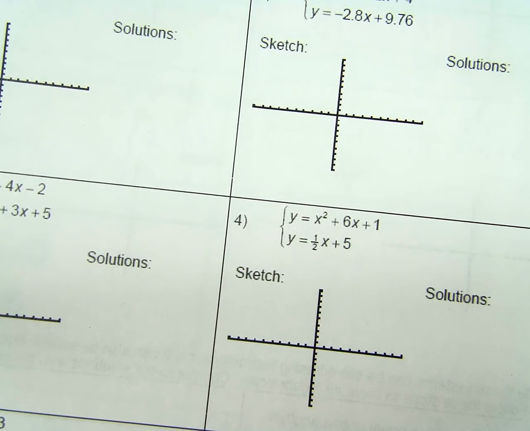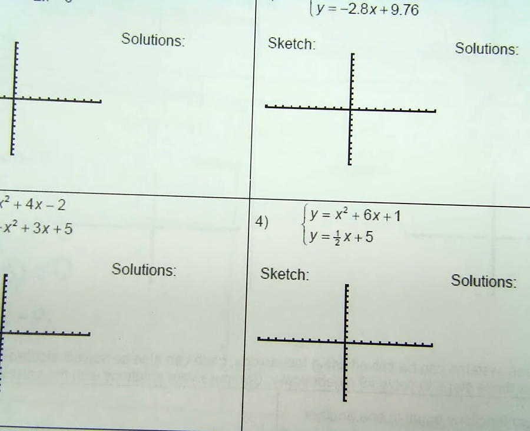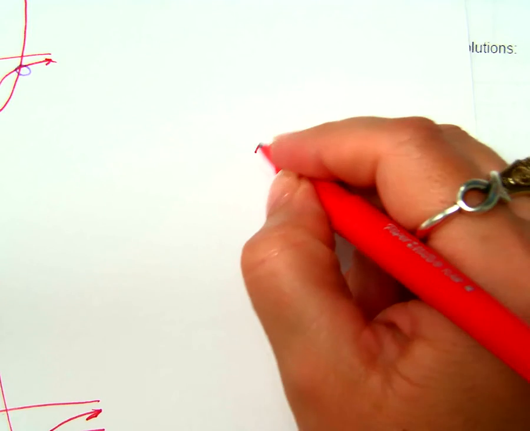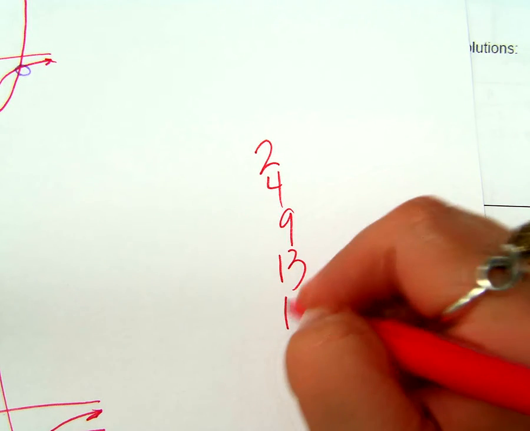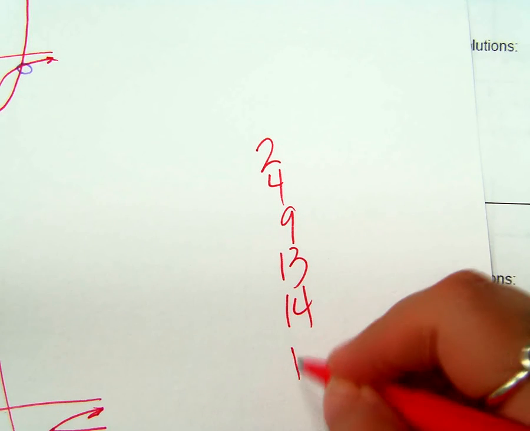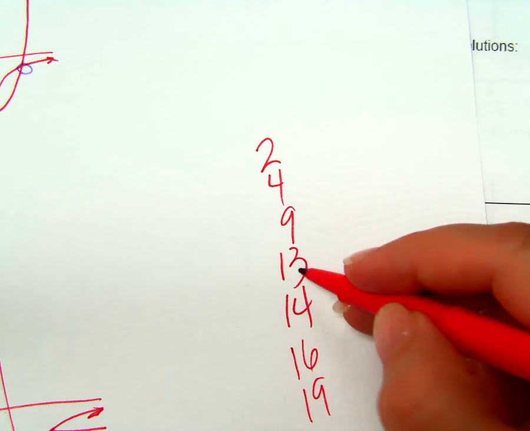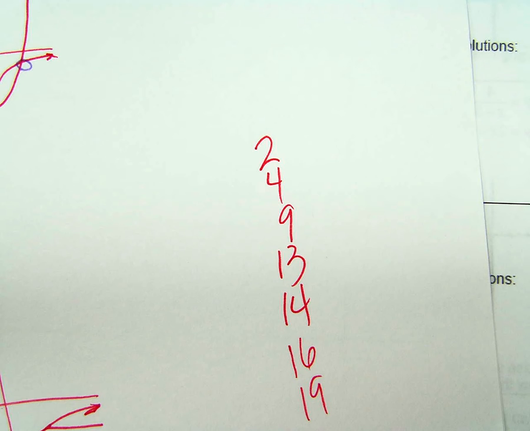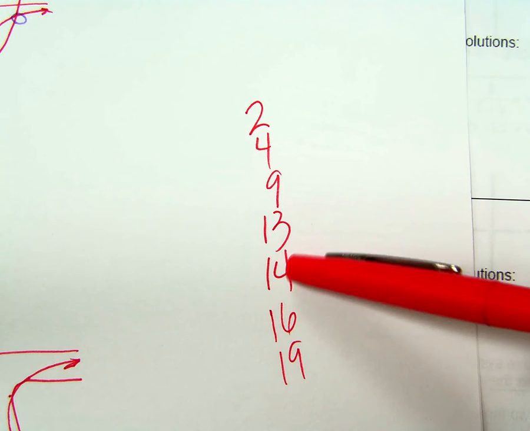Please circle the following problems. Number 2, number 4, number 9, number 13 and 14. And 16 and 19. 1, 2, 3, 4, 5, 6, 7. So you should have 7 problems circled. Yes? 2, 4, 9, 13, 14, 16, 19.